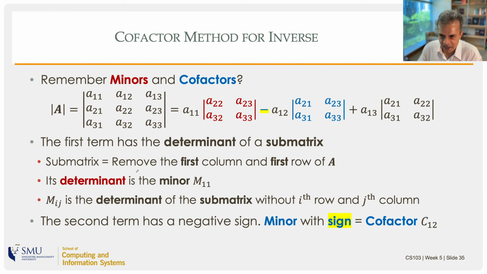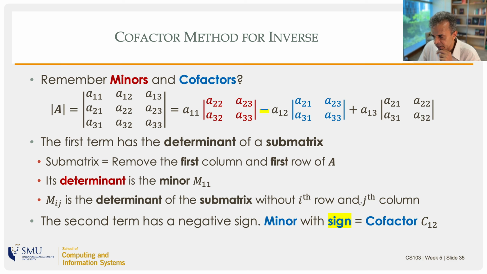You remember minors and cofactors. The minor of A11 is the determinant of the submatrix that you get by deleting the row containing that element and the column containing that element. So you get a matrix of 1 row less and 1 column less, and then associated with that is a sign, (-1) to the power i+j. The minor with the associated sign is what we call the cofactor. In other words, Mij, the minor for aij, is the determinant of the submatrix.